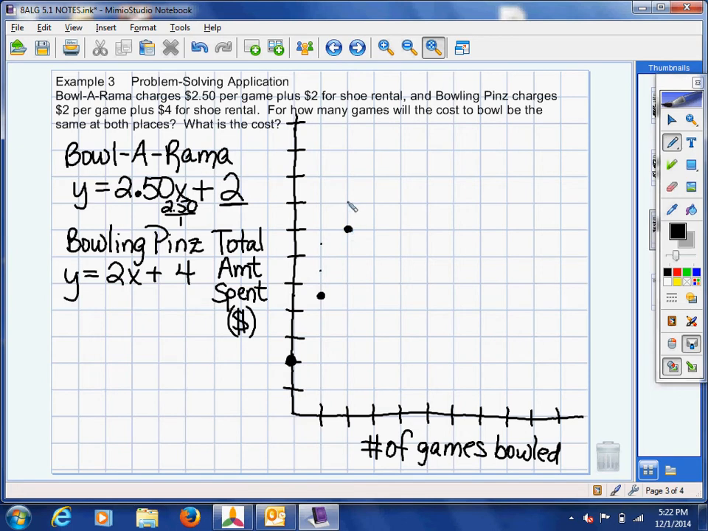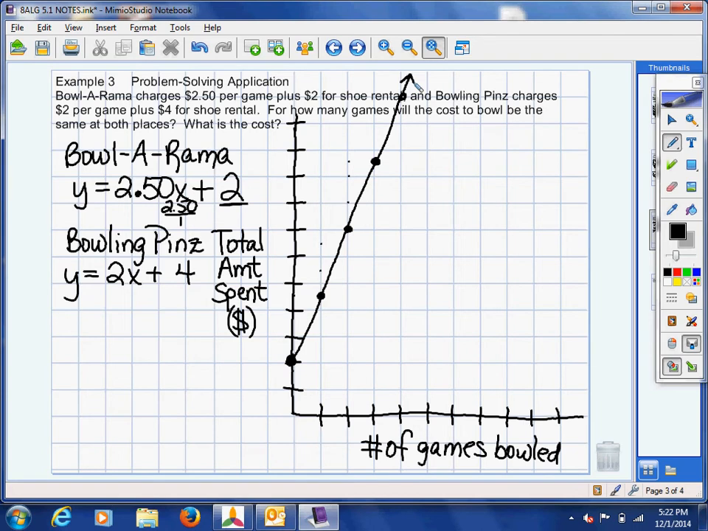Up 2.5, over 1. And we'll do one more. Up 2.5, over 1. We'll put it right here. All right, so I don't know if I need all those points. If you need more points, just keep extending it out until your lines intersect. So we'll just start there for the moment.